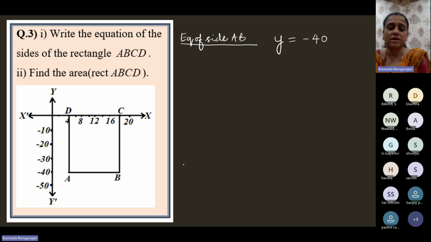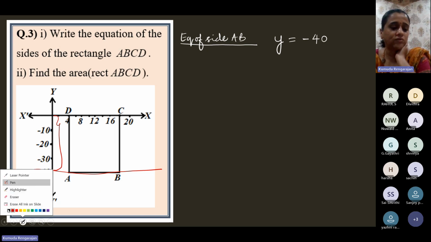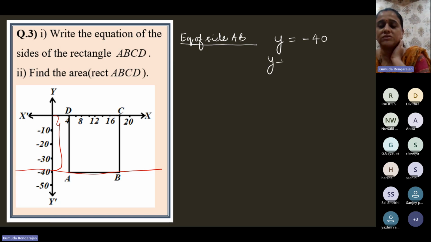So equation of side AB. AB is parallel to the x-axis. So its equation will be of the form y is equal to a number. Now AB is below the x-axis, so the number is a negative number. And the distance between the side AB and the x-axis is 40 units. So y is equal to minus 40 or y plus 40 is equal to 0 is the equation of the side AB.